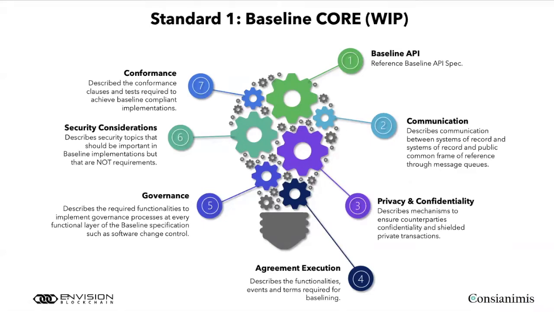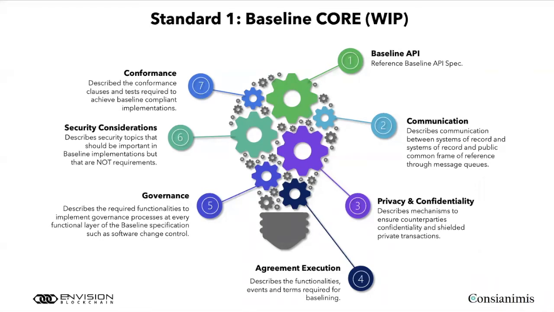Of course, the first one is the API, the baseline API standard, and I will provide a short overview on the next slide. The second item is the communication component, and it captures the requirements on our parties, so our different companies, different businesses that engage in baselining. How do they send and receive messages securely? So authentication, authorization, and message delivery requirements.